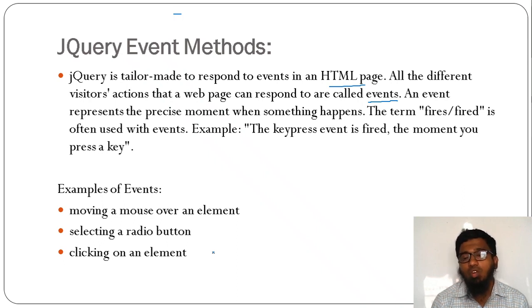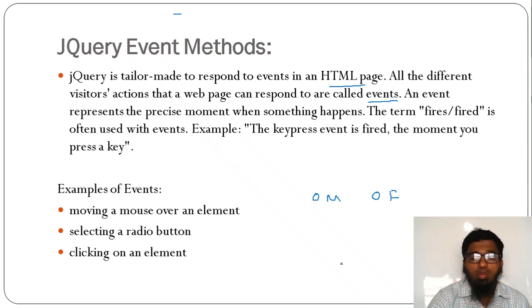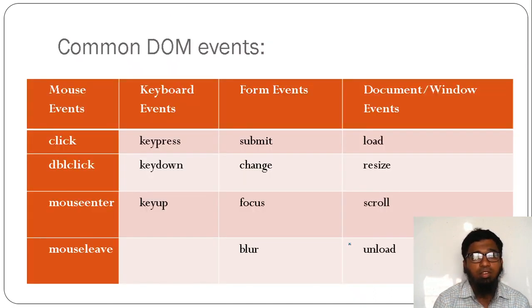Like after finishing the form, you can click the submit button. When you take your mouse to the male or female radio button like this, that is also an event. And sometimes when you take your mouse over something, it will change the color. When you take your mouse over a link, the link will activate. So in this, all the things are events.